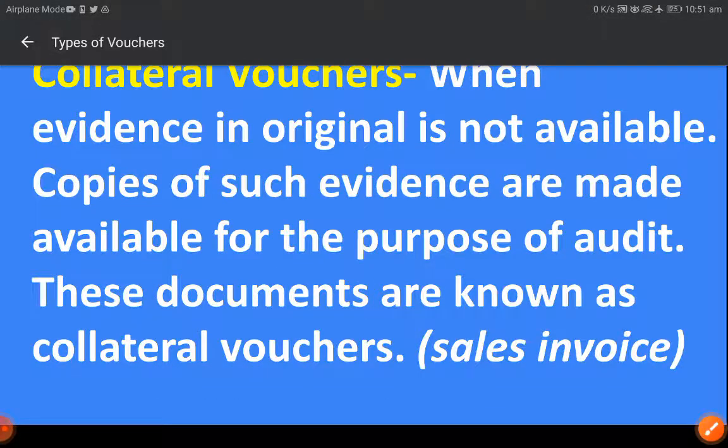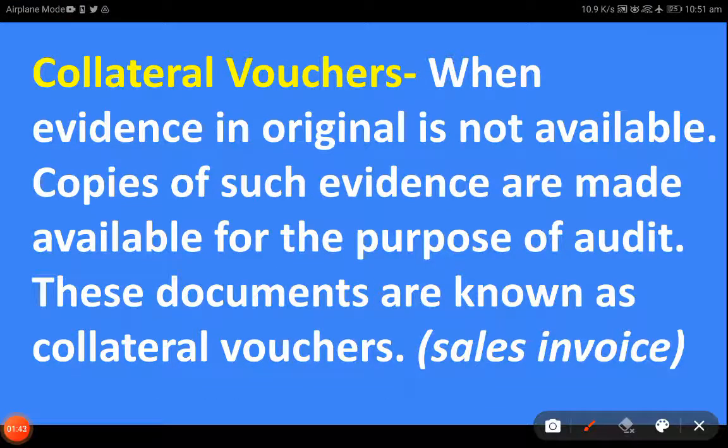The opposite of primary voucher is of course collateral voucher. It's when evidence in original is not available, okay. Copies of such evidence are made available for the purpose of audit. These documents are known as collateral vouchers. Sales invoice. So when you go to the shop and you purchase something, the shopkeeper will give you an invoice. What he will give you is the primary voucher because he will give you the original copy and he will keep the duplicate copy.